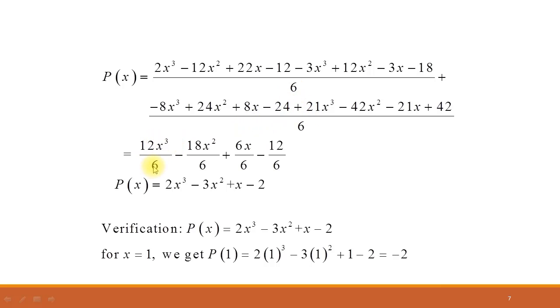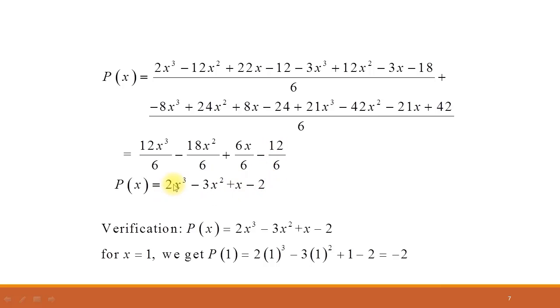So 12x cube divided by 6, and combining the like terms of x power 2, we obtain minus 18x square divided by 6, and the like terms of x we obtain 6x divided by 6, and the constant term minus 12 divided by 6. You see here, this is one constant term, minus 12, minus 18, and minus 24, and plus 42. We obtain minus 12 divided by 6. Now 6 to the 12, 2x cube, 6 3 the 18, minus 3x square, 6 and 6 cancel, minus 6 to the 12.